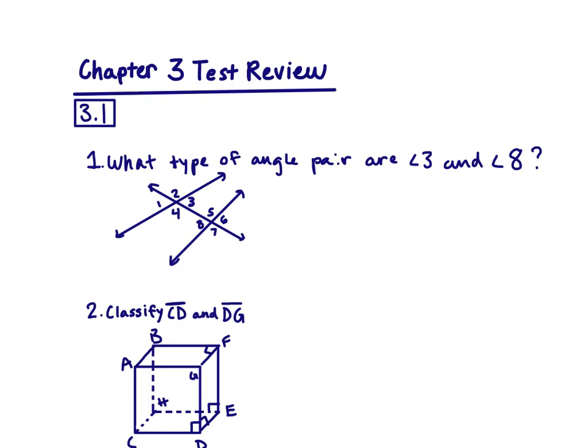Alright, so we're going to go over the test review. Ian, what'd you get for number 1? A1. We're looking at angle 3 and 8. So what type of angle pair are 3 and 8? Brooke, you want to help him out? Yeah. Alternate interior. Perfect.